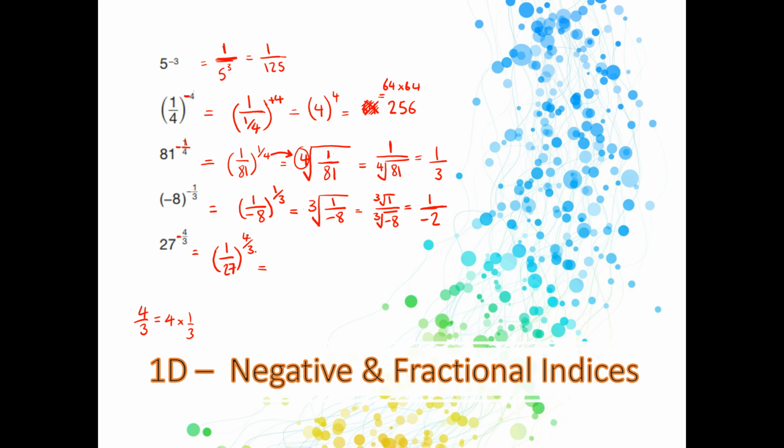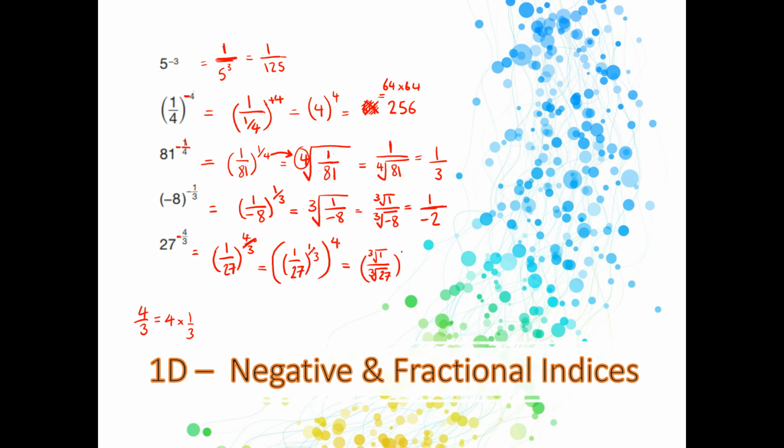So you can split up the power into its parts. You could say, actually, I can find the third root of 27. So I'm going to write 1 over 27 with the index of a third, and then put a bracket around it and put it to the power of 4. Because when we multiply 4 by a third, we end up with 4 over 3. So inside the bracket, the third root of 1 is still 1. The third root of 27 is 3.